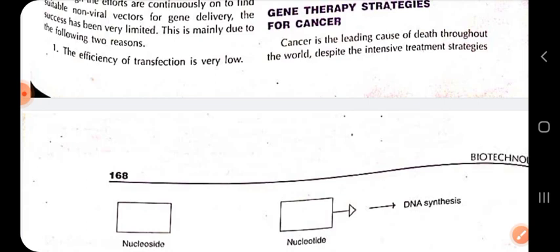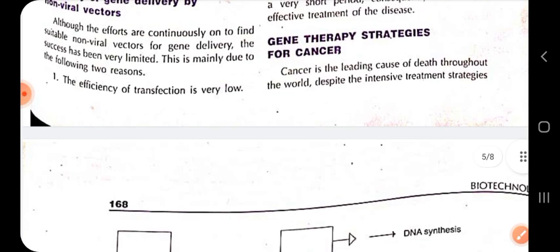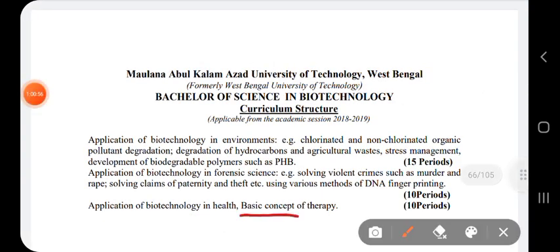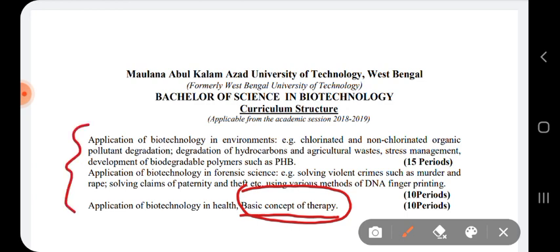If you see here in your syllabus, only the basic concepts of gene therapy have been given. I have discussed in vivo and ex vivo gene therapy in quite long detail. That is enough for your syllabus. Most of the things have already been discussed with you. Let us see if I get some time for some revisions or some important part which is left over.